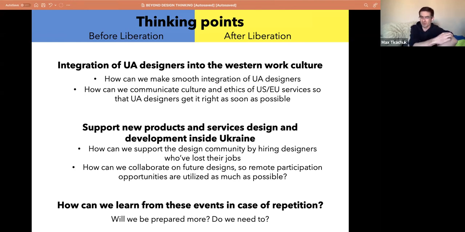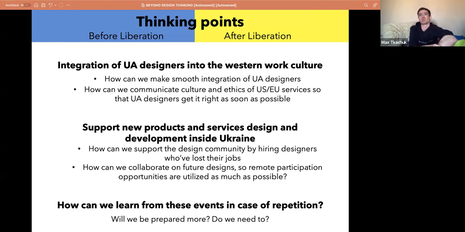Second one is supporting new product and service design and development inside Ukraine. Especially, how can we support the design community by hiring them from here? Many lost their jobs, so you can hire designers from Ukraine, and there are a couple of services already organizing those designers as lists of people so we can select from.